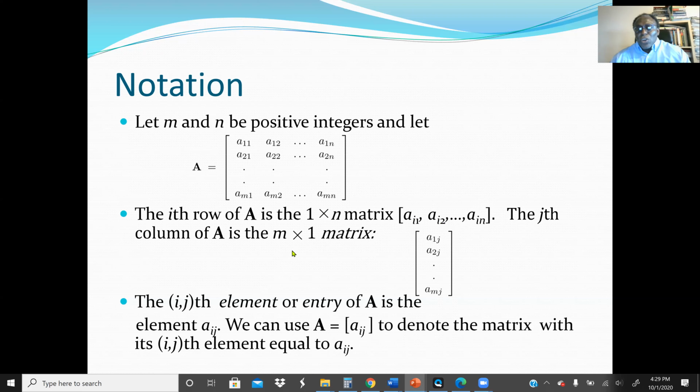And also the jth column of A is m by 1. So the columns again, 1j, 2j, etc. And also the ijth element or entry of A is the element ij. i represents the row, j represents the column. As an example here, A21 means second row, first column.